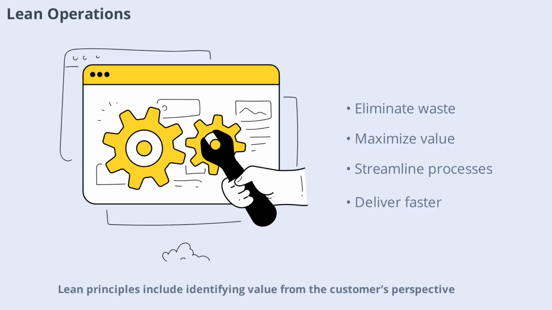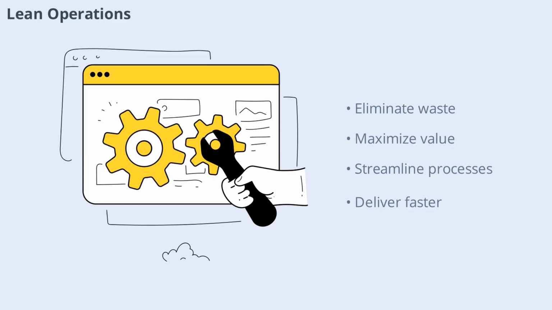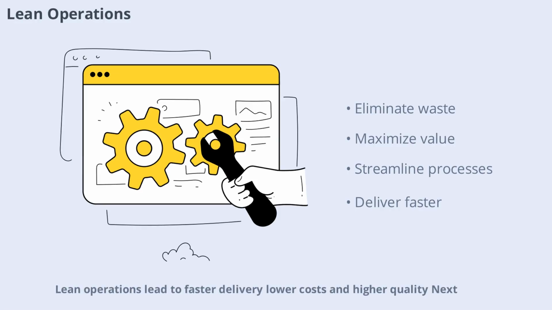Lean principles include identifying value from the customer's perspective, mapping the value stream, and creating continuous flow. Operations managers use tools like 5S, Kanban, and value stream mapping to streamline processes. Lean operations lead to faster delivery, lower costs, and higher quality.